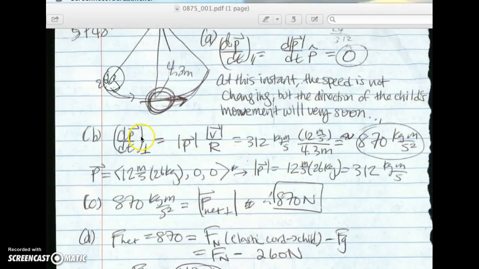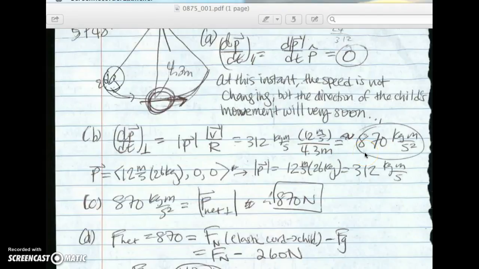And for b, it's on the other hand asking the perpendicular component of dp over dt, which we can algebraically change into p magnitude times speed over r. So you plug in what you have. Because it's only asking for the magnitude of this momentum, you can just calculate it as 12 meters per second times 26 kilograms, which is 312 kilograms meters per second, and then you plug in 12 meters per second and 4.3 meters to get 870 kilograms meters per second squared. So the units all make sense.